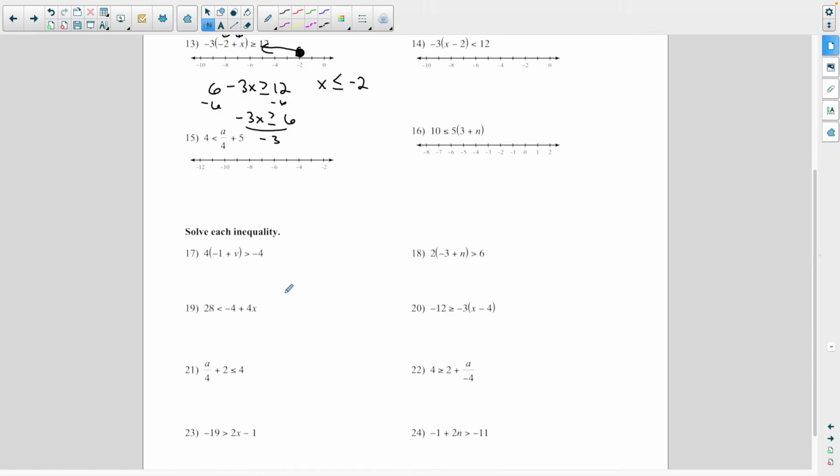Now all these would be no different, except we're not having to graph this. So I'm going to choose number 21. First, I'm going to subtract 2 from both sides, which will give us a over 4 is less than or equal to 2. Now we say a is being divided by 4. To get rid of that, we need to multiply by 4 on both sides. So a would be less than or equal to 8.